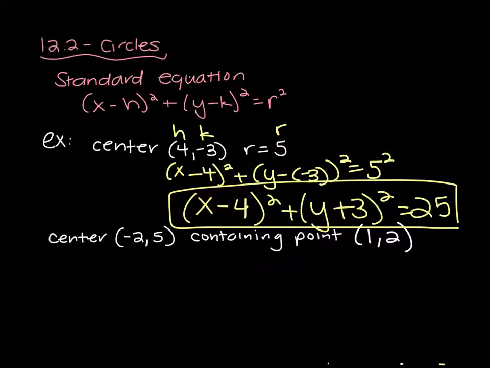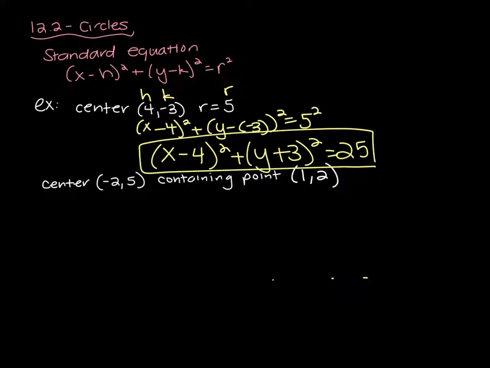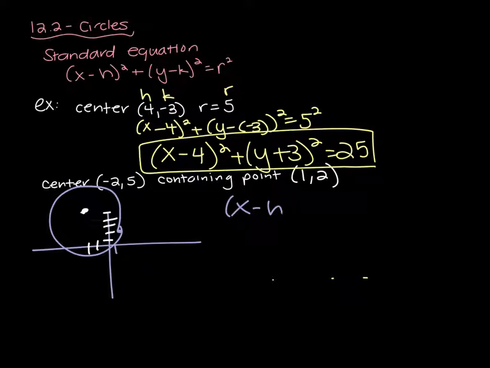All right, so center and containing a point 1, 2. Again, if you want to get a visual on this, center being at negative 2, 5: 1, 2, 3, 4, 5. This is the center of my circle containing the point 1, 2. That means my circle goes something like that. I still need the same pieces of information. So I still need the center because I need H, K.